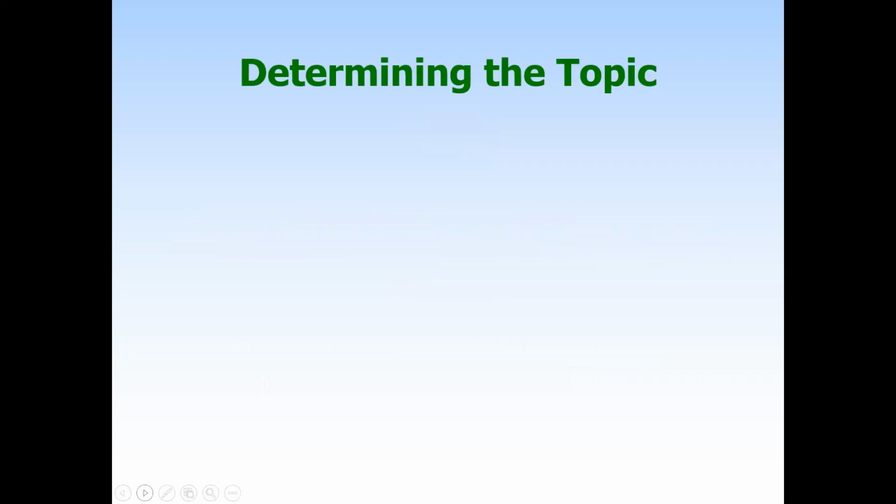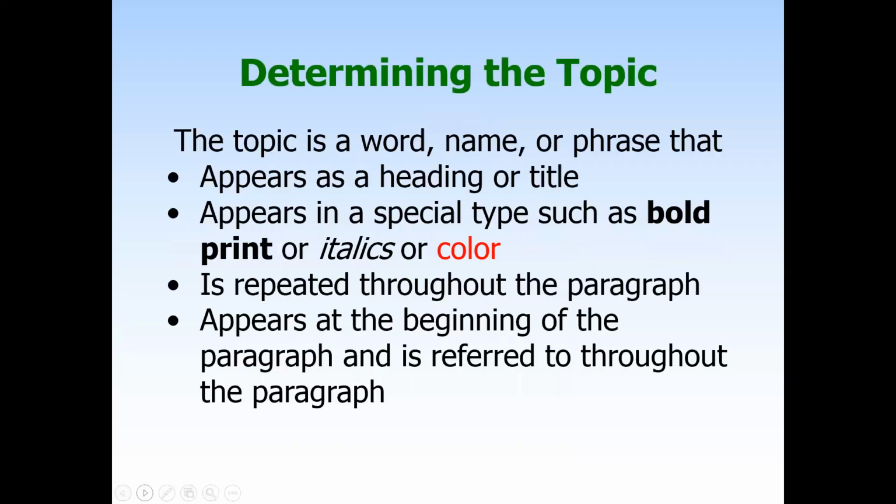When you're looking at what the topic is of a particular paragraph or essay, you're looking at a few things. The topic could be a word, name, or phrase that either appears as a heading or a title. It might be in bold print, italics, or color. It might be something that's repeated throughout the paragraph or the essay, or it could be something that appears at the beginning and then is referred to many times throughout the actual paragraph or essay.